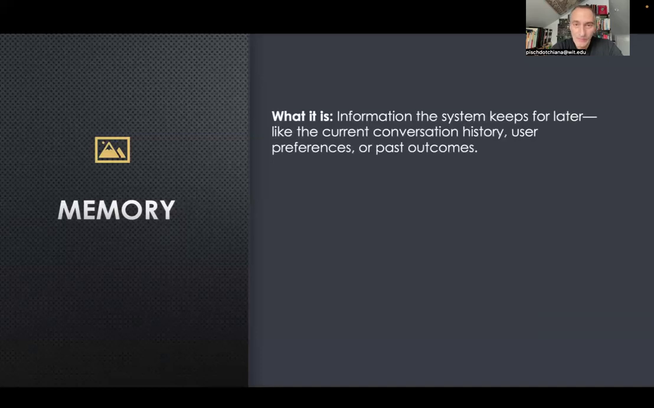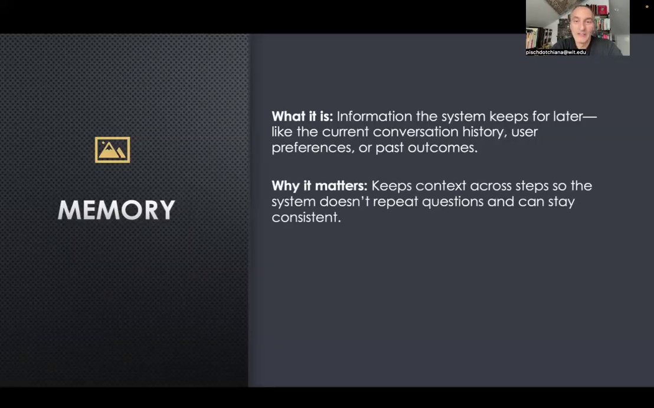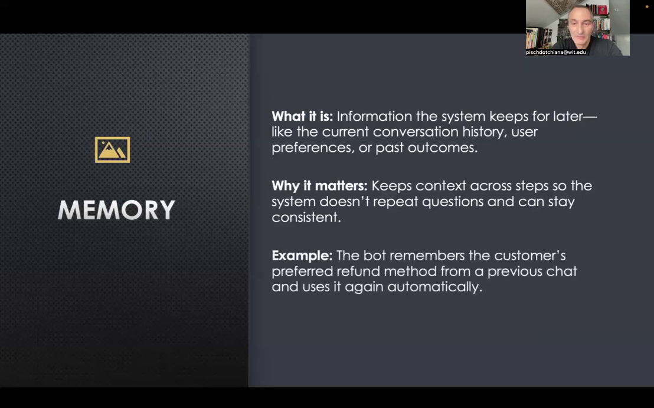Memory. What it is, it's information the system keeps for later, like the current conversation history, user preferences, or past outcomes. We'll find out in the next section that there's long-term and short-term memory. Why it matters? Well, it keeps context across steps so the system doesn't repeat questions and can stay consistent, something that chatbots are often amiss on. Example, the bot remembers the customer's preferred refund method from a previous chat and uses it again automatically. Stateful.